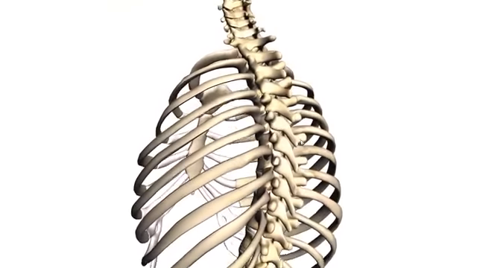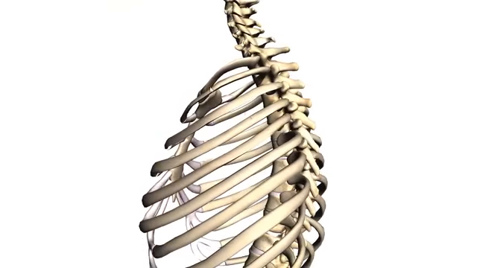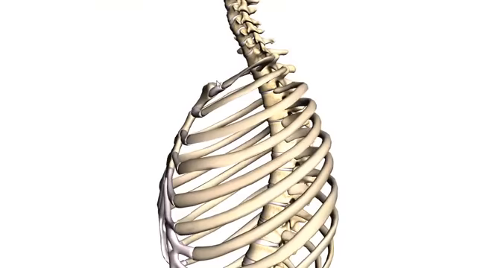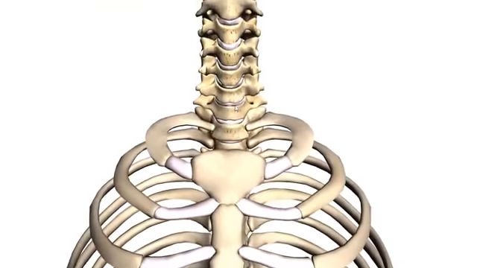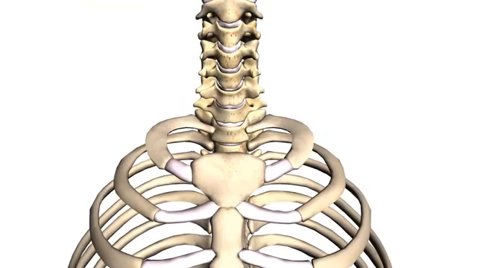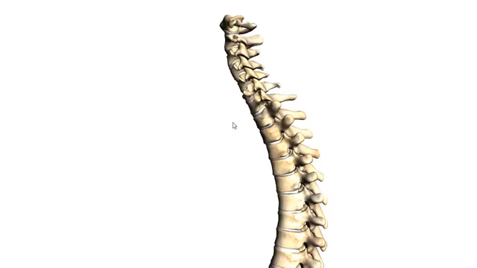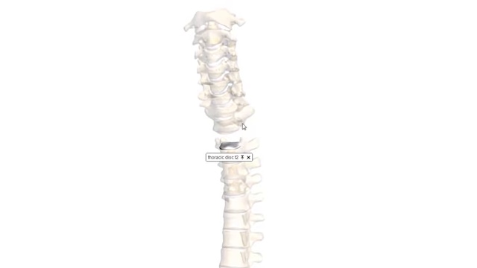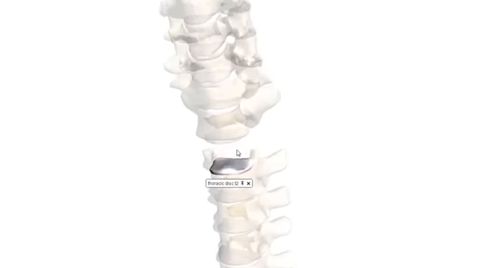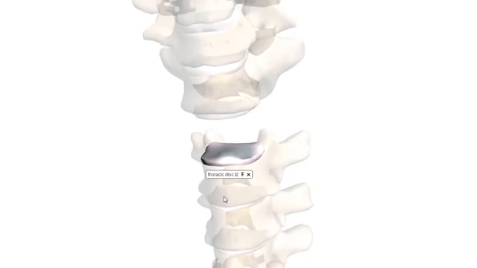So in between each vertebra, you've got an intervertebral disc, and the function of the intervertebral disc is really to absorb shock. So I'll just take a look at one of those a bit closer. Here you can just zoom in a bit. This is an intervertebral disc.